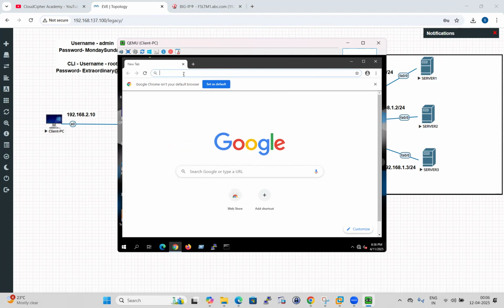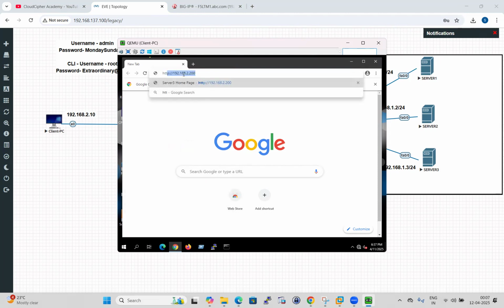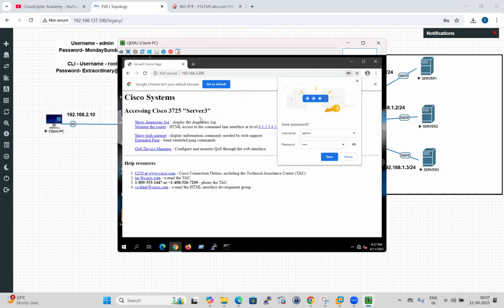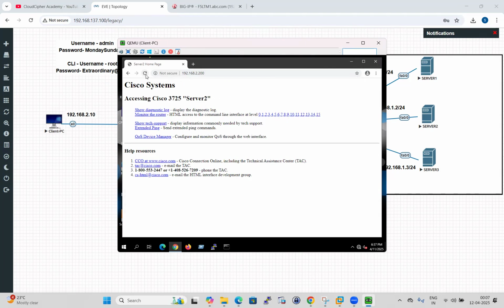So let me try to access HTTP. Now we are able to access our VIP. This request is handled by server 3. Then if we refresh it, it's server 2, then server 3, server 1. So it's kind of round robin. Our load balancing method is working perfectly.